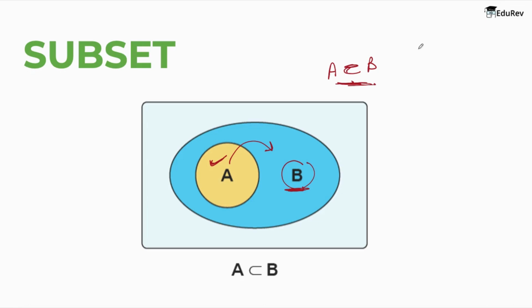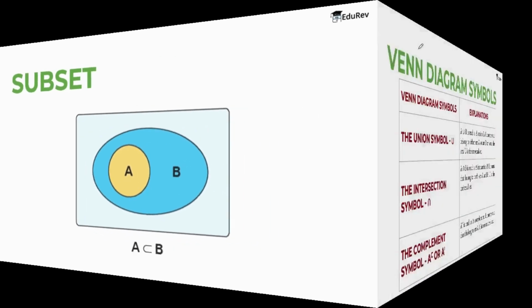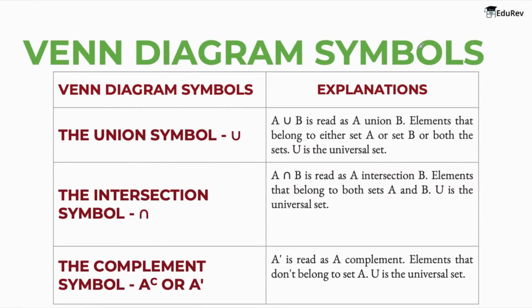Now let's see some of the symbols which are used in your Venn diagram and what the meanings of these symbols are. Okay, so let's understand it. The first one is your union. Now what is the meaning of union? The meaning of union is or. Whenever I need to represent the word or, just remember that union is the symbol used for that. And how do we read it? We read it as A union B. Elements belonging to either set A or set B or both sets is basically the meaning of union.